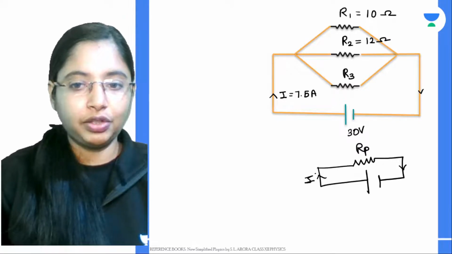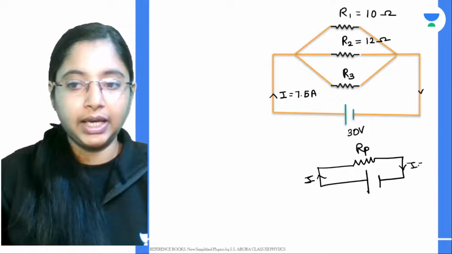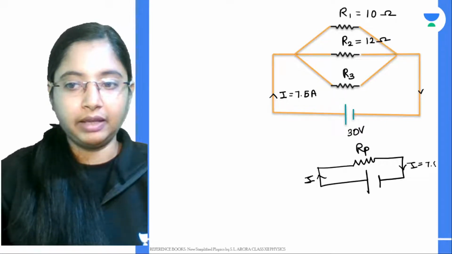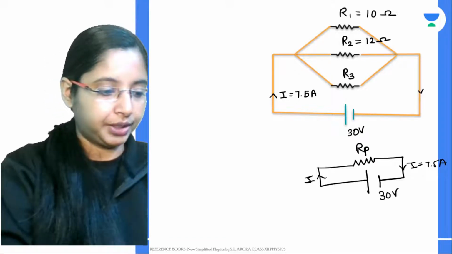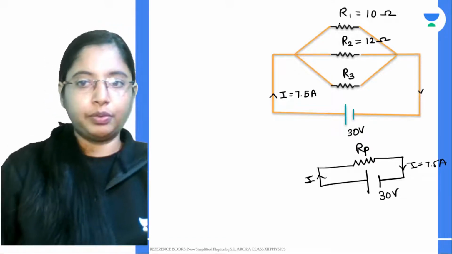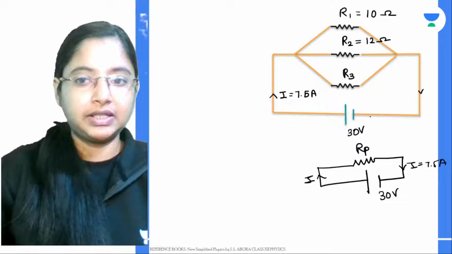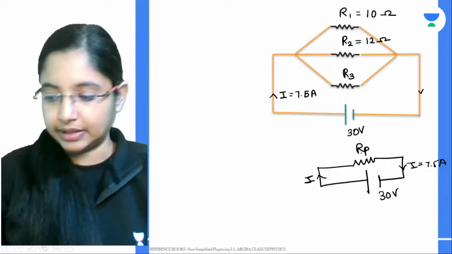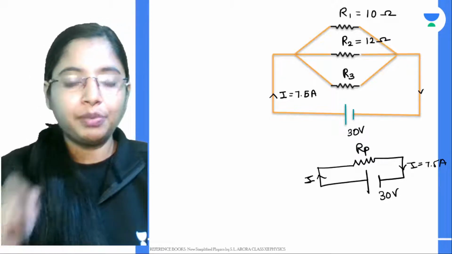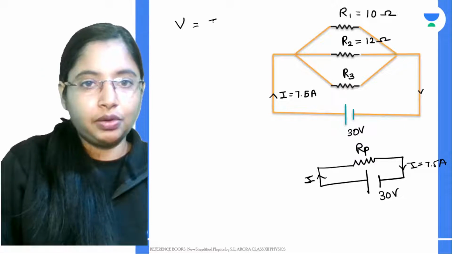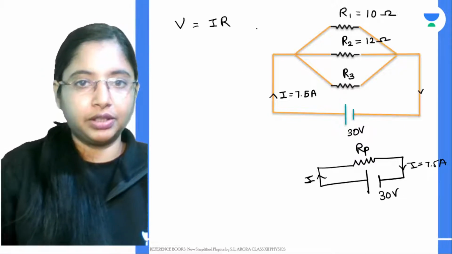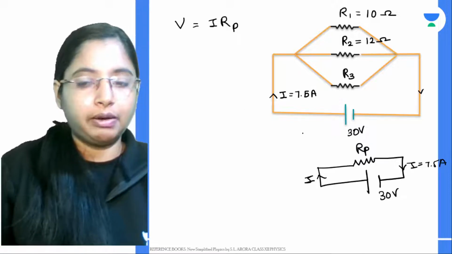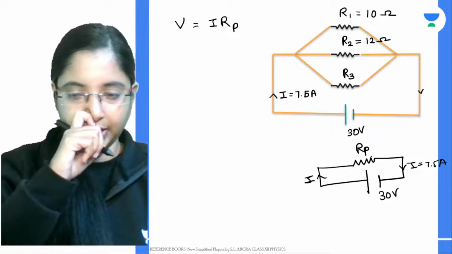In this circuit, we can use an equivalent resistance instead of these three. We know current I is flowing through the circuit, and in the question itself it is given as 7.5 amps. And we know the voltage of this battery is 30 volts. This part we know because it is in the question itself. So from here we can say V is equal to I into R, for this circuit that we are seeing over here. RP is the equivalent resistance in this case.